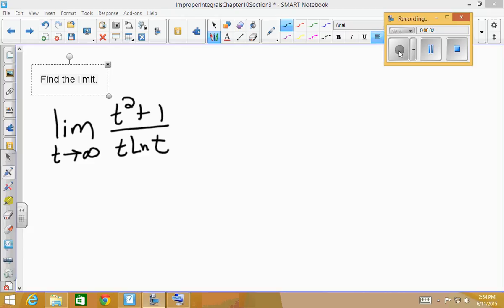Find the limit as t goes to infinity of (t squared plus 1) divided by (t times the natural log of t). If we try to evaluate this directly, for instance using the quotient rule, we'll quickly find infinity over infinity.